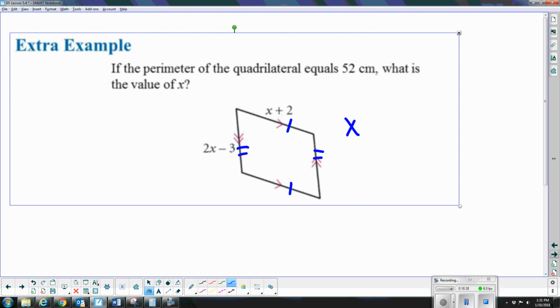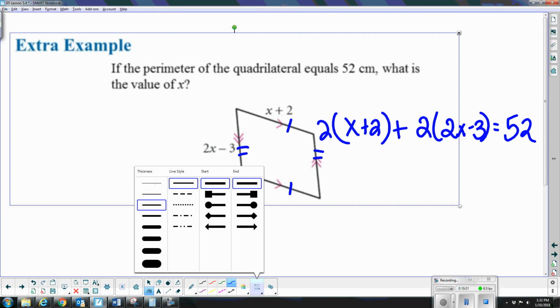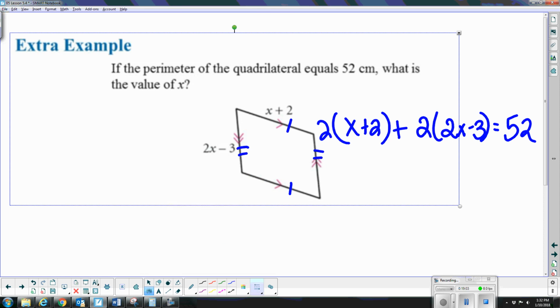So we know that x plus 2, there are two sides of that measure, and there are two sides of the measure 2x minus 3. In total, the perimeter is 52 centimeters. So to solve this, we need to do a little bit of algebra. So we're going to distribute on that too. So 2x plus 4 plus 4x minus 6 equals 52.